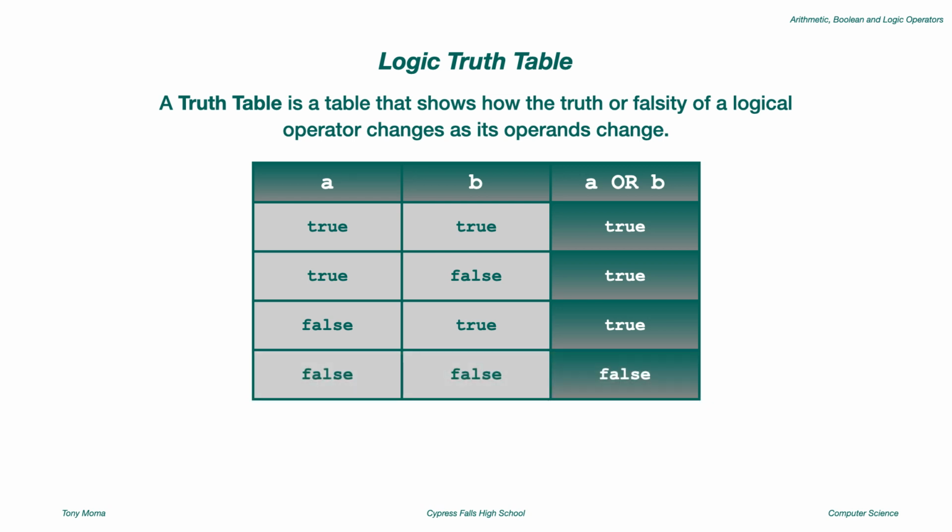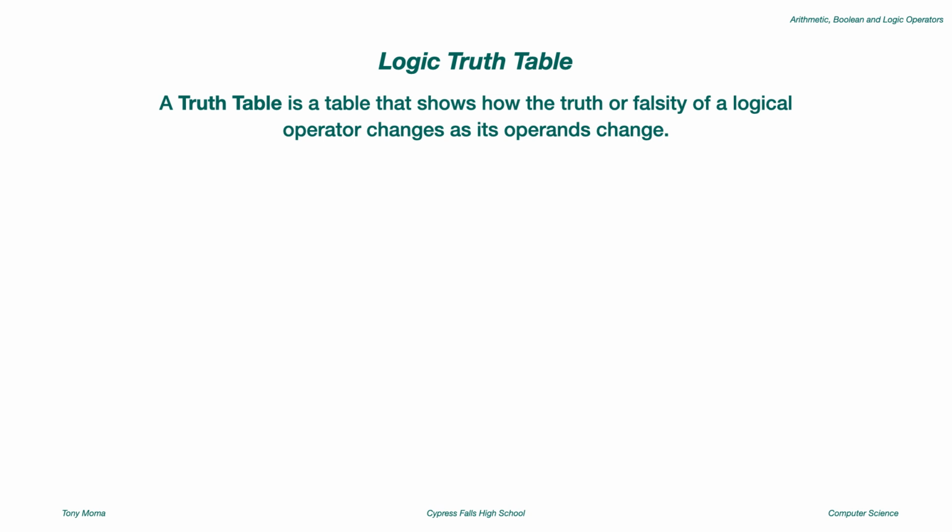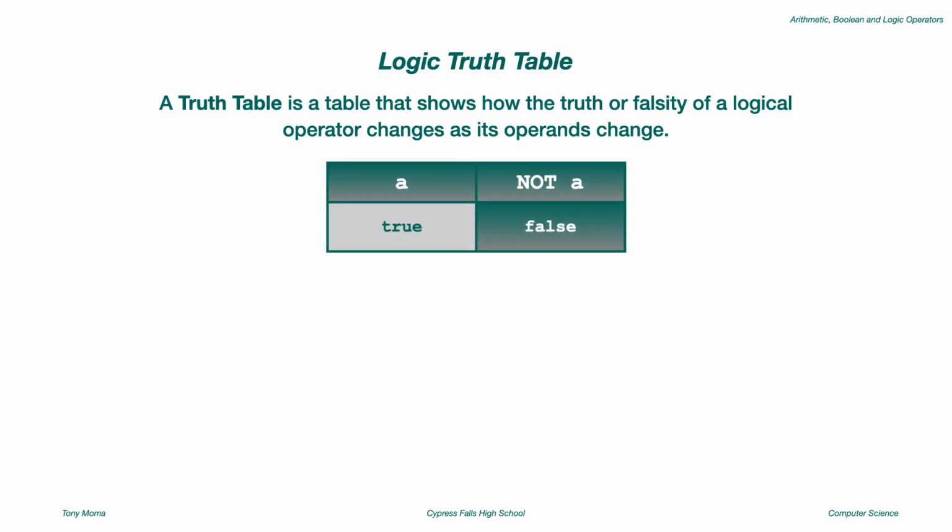However, if both A is false and B is false, then the expression A or B will evaluate to false because neither of the operands is true. And then lastly, the NOT operator. As mentioned earlier, the NOT operator receives just one operand. If that operand is true, then attaching NOT to that operand will make it false. Likewise, if the operand is false, then attaching NOT to it makes it true. NOT inverts the operand.